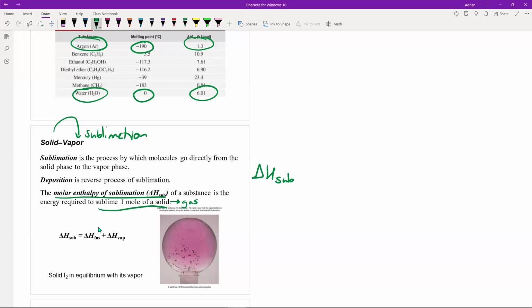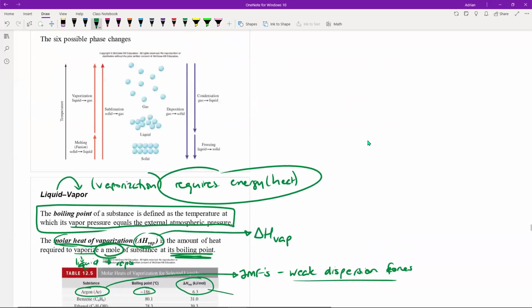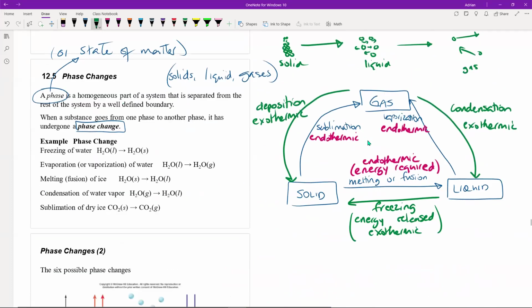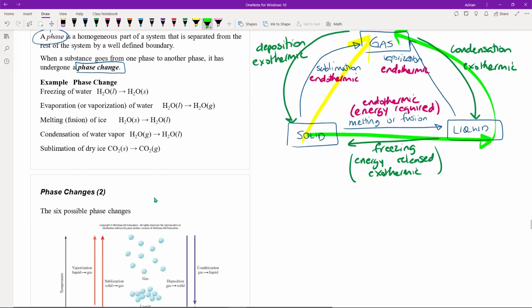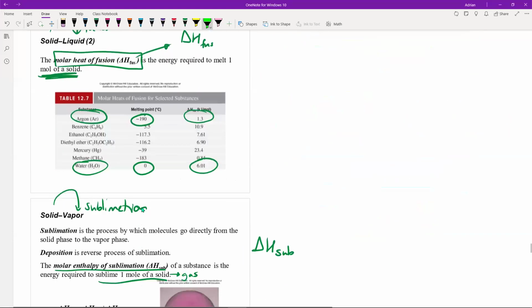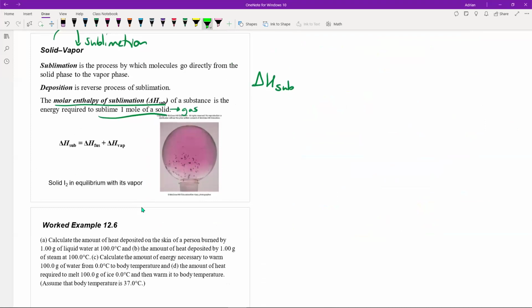If we go back to our triangular depiction of the phase changes, going from a solid to a gas, we can do that in one step in the sublimation process, or we can go from a solid to a liquid, and then from a liquid to a gas. We start and end up at the same point. So we can make that equality: the delta H of sublimation is simply the sum of the delta H of fusion and the delta H of vaporization.